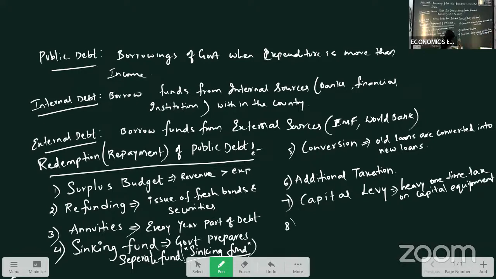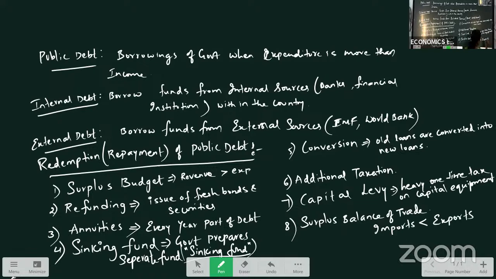Then finally, another methodology of repayment is surplus balance of trade. Surplus balance of trade means when imports are less and exports are high, the excess amount is used. Export means our receipts. Import means our payments. So our payments are less and receipts are more. The amount we receive from export is more, so we will get a surplus amount over here. That surplus reserve is used to repay the debt.